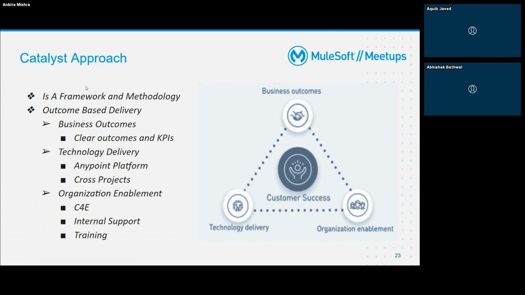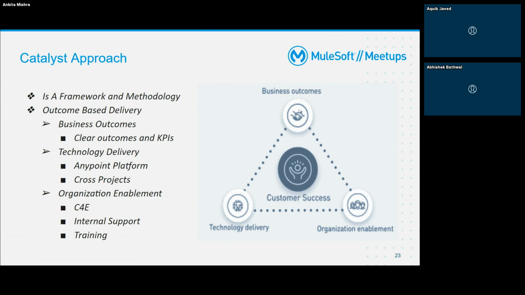What is the only thing that we aim for? Customer success, right? We know the customer is the king. So whatever we are doing today, we make sure that customer success is achieved. And the Catalyst approach is one such framework and methodology which is introduced by MuleSoft. The Catalyst approach says that to achieve customer success, there are three pillars that we need to focus on.